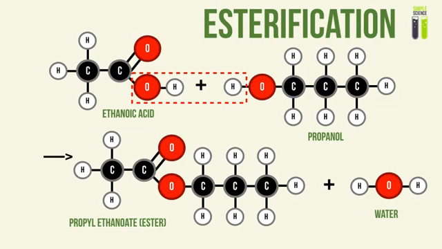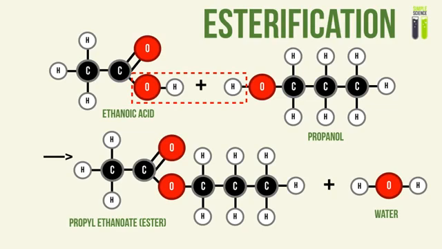Propyl comes from the number of carbons from the alcohol side, and ethanoate comes from the number of carbons on the ethanoic acid side. Okay, so what happens in this reaction is that from the carboxylic acid, an OH group is removed, and from the alcohol, an H is removed. So as a result, what is left will combine with each other to form an ester, propyl ethanoate, and what is removed is combined with each other to form water.